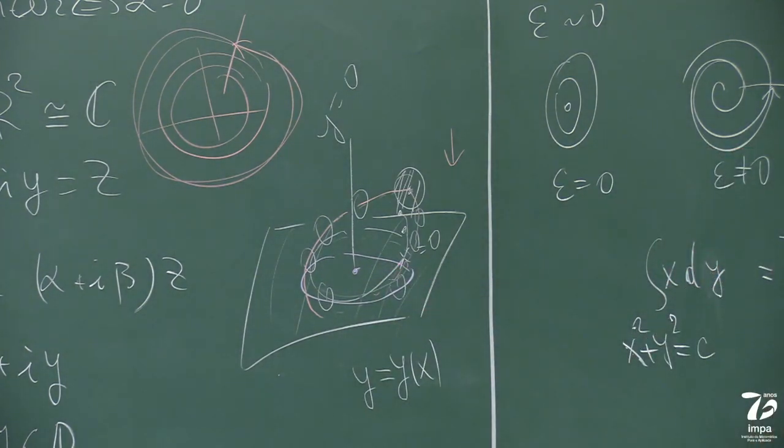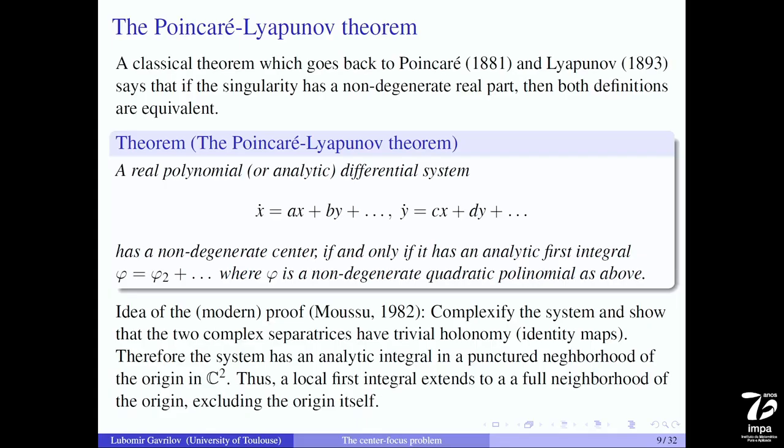But the origin is a point. A point is codimension 2 in C2. And so you have the situation of an analytic function, and there is a point where you don't know what it is. It is bounded. So there is an analytic continuation of this function at this point. So this is the proof of the Poincaré-Lyapunov theorem.